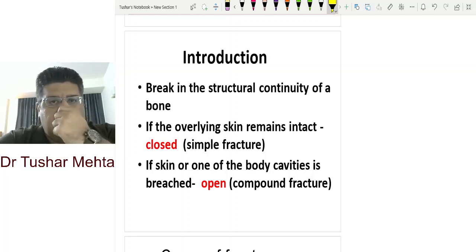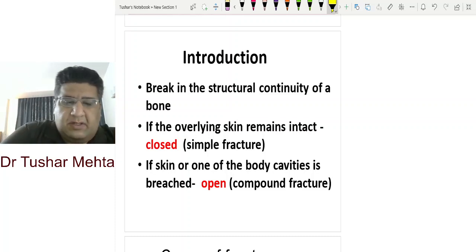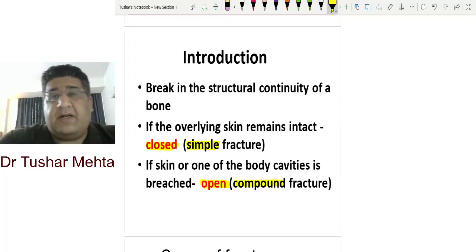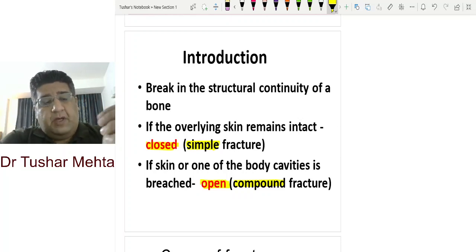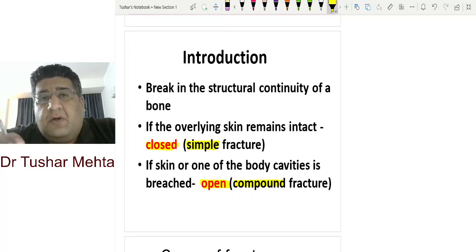There are different classifications of a fracture. One of them I'm sharing here. So one is a closed fracture, or also what is called a simple fracture. So you can call it a closed fracture, or you can call it a simple fracture. Or on the other hand, you can call it an open fracture or a compound fracture, but that entirely depends upon what? See, this entirely depends upon whether the overlying skin coverage is intact or not.